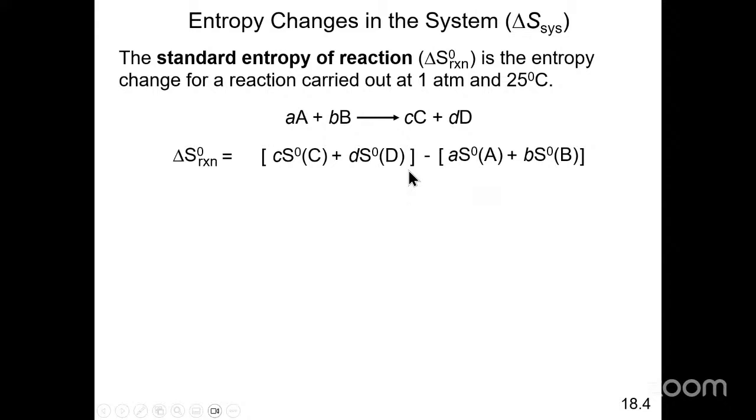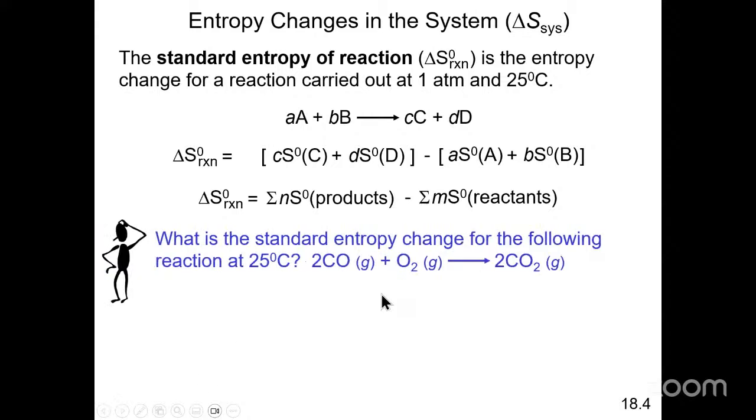This represents the sum of the entropy of the products. This represents the sum of the entropy of the reactants. So it's products minus reactants, right? Or you can simplify it using this expression right here, okay? So based on what we have just looked at, we can answer questions such as the one that you see here. What is the standard entropy change for the following reaction at 25 degrees? And it gives you the balanced equation. Of course, you need a balanced equation to begin with, right?